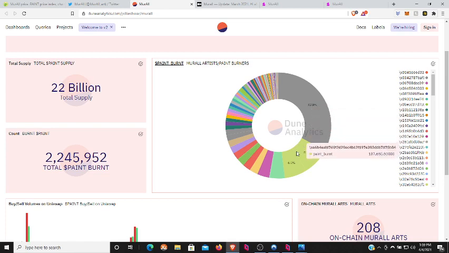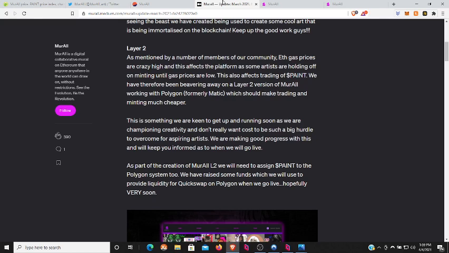Murall has a burning mechanism, as you can see here. There have been paint tokens that have been burnt. Here's a Murall update for March 2021.